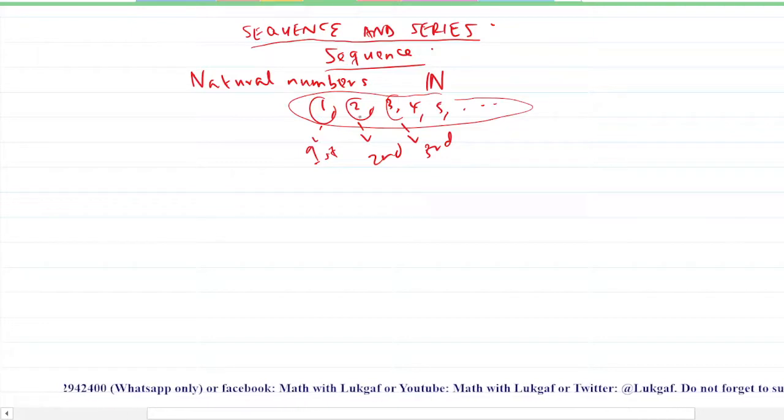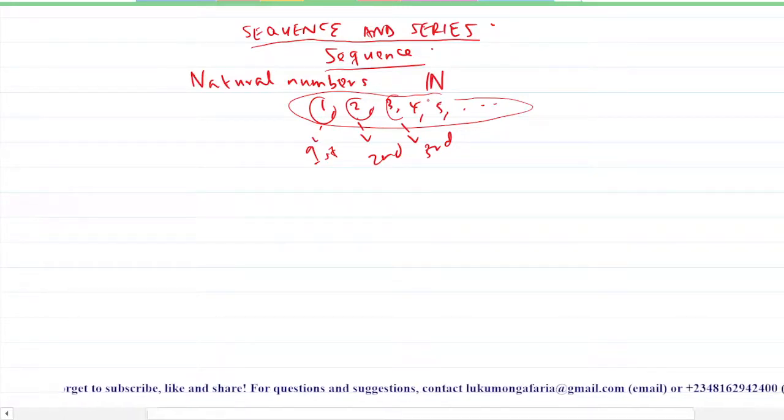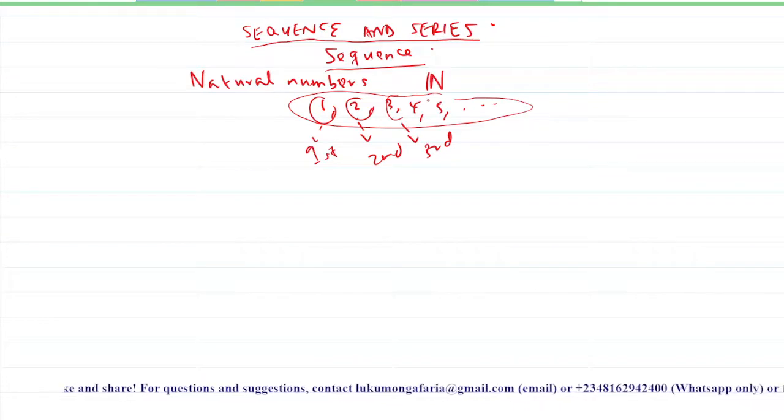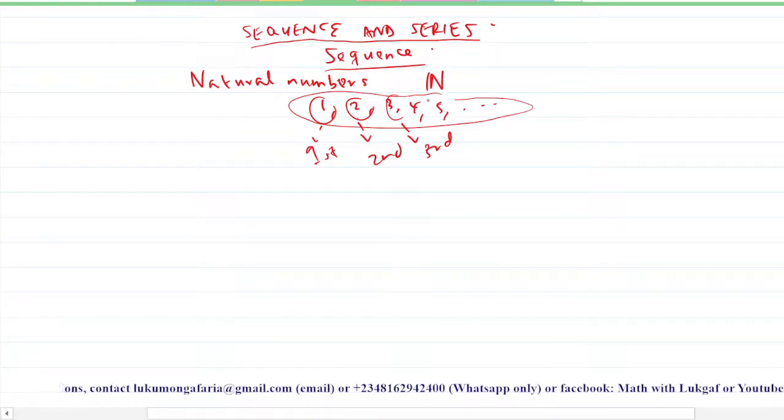The moment you add one to the first term, I'm going to have two. If you want to obtain the next term, you add another one to have three. To obtain the next one, you add one to get four. So when you have an arrangement like this that follows a particular pattern, we say such a set of numbers is a sequence.